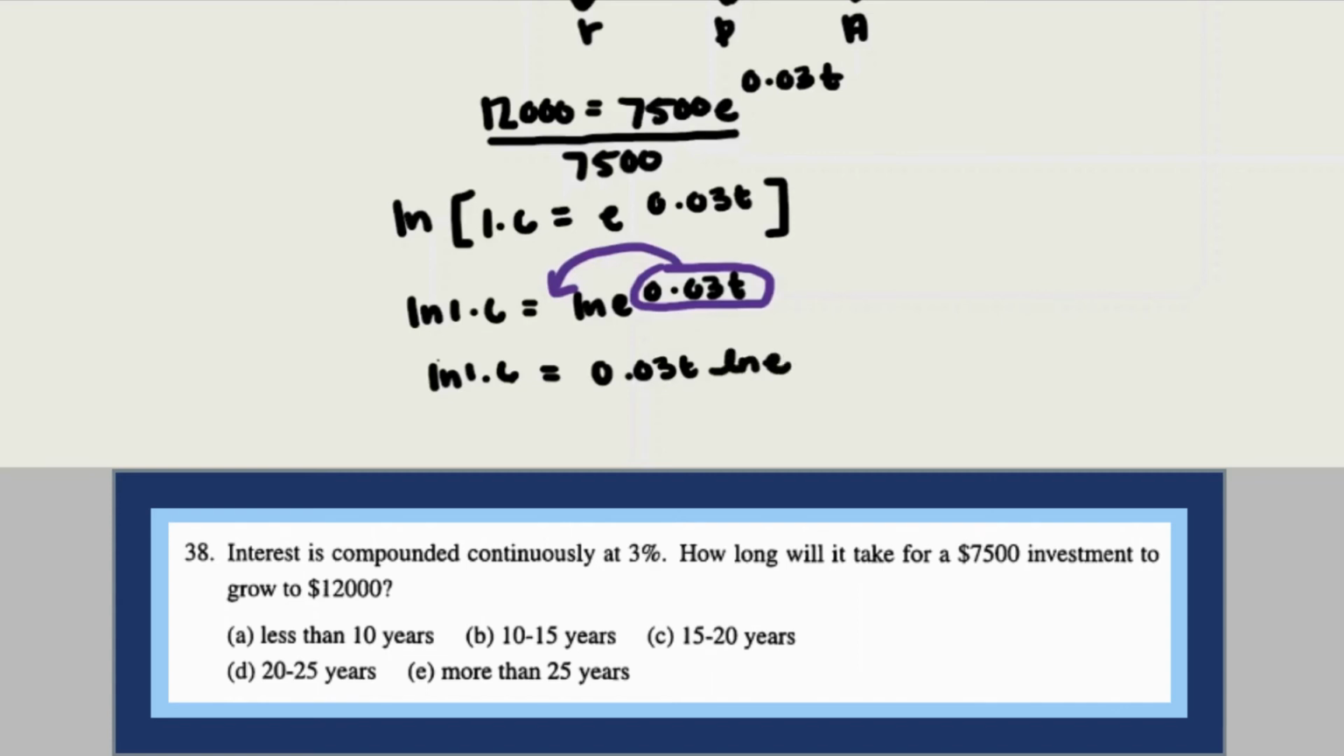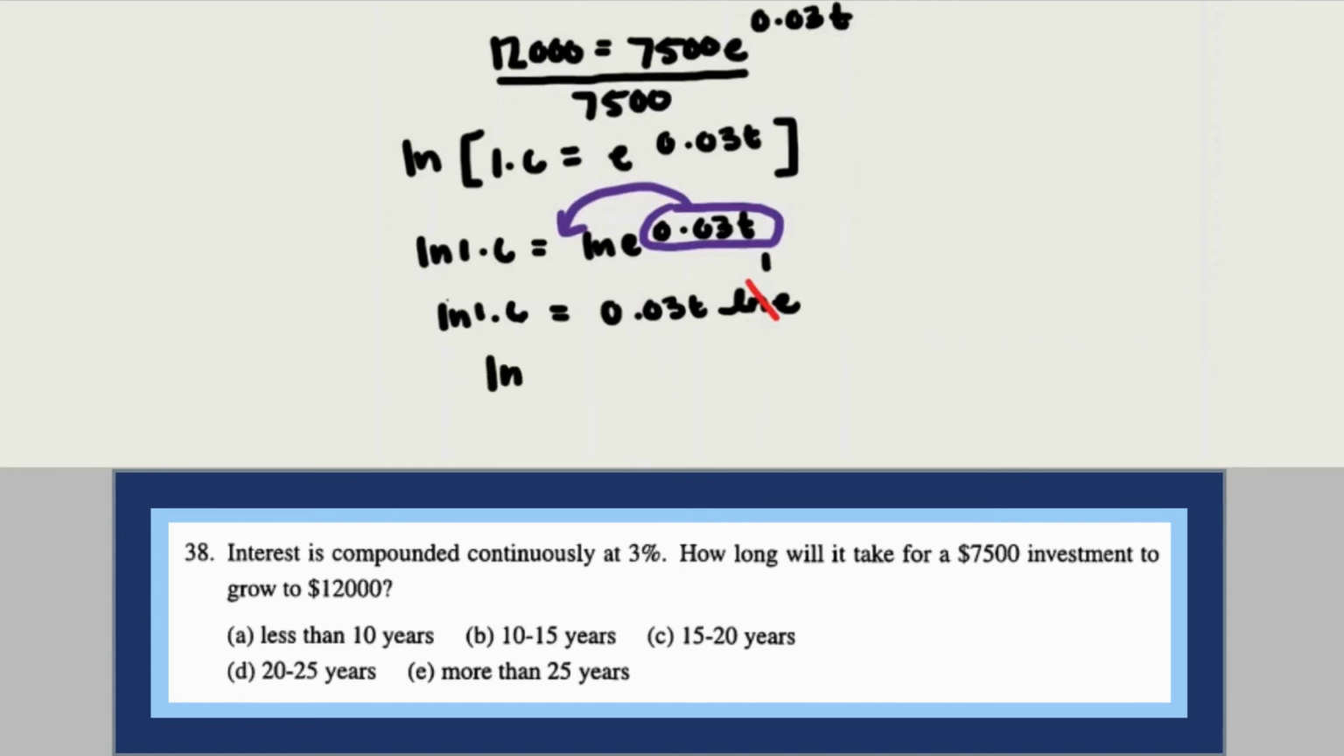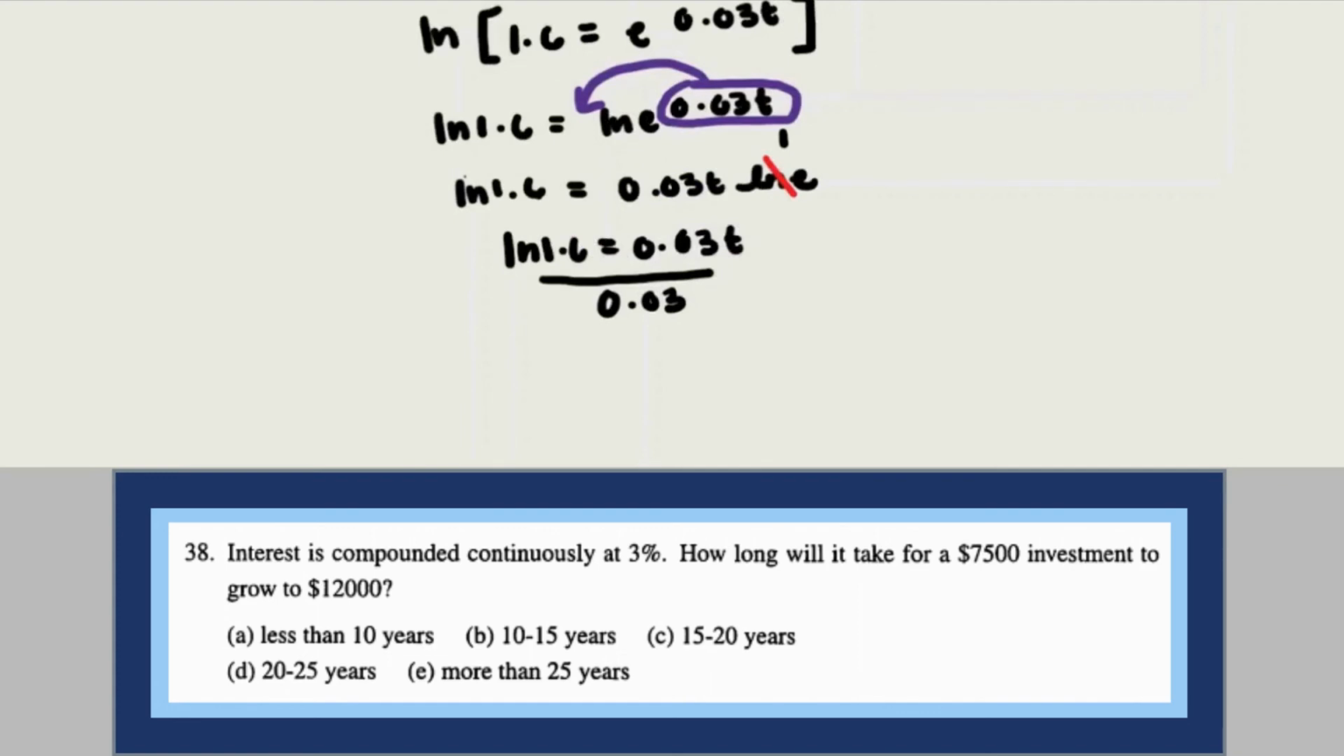Now, as you see, we have ln e right here. ln e is 1, so we can technically cancel that out. And basically, we're left with ln 1.6 equal to 0.03t. So lastly, to solve for t, we just need to divide both sides by 0.03. And basically, our t is going to be equal to ln 1.6 all over 0.03. And to round that, it's about 15.667.